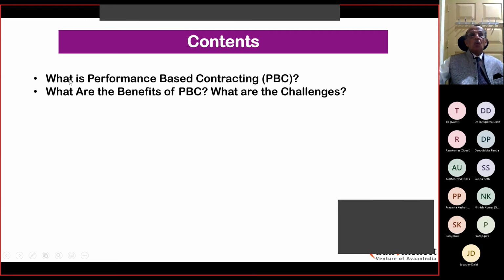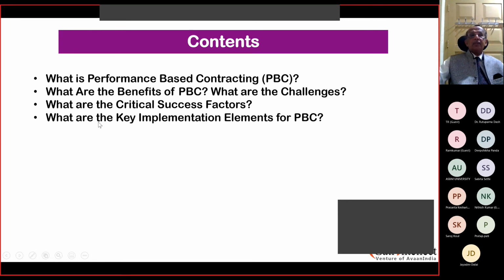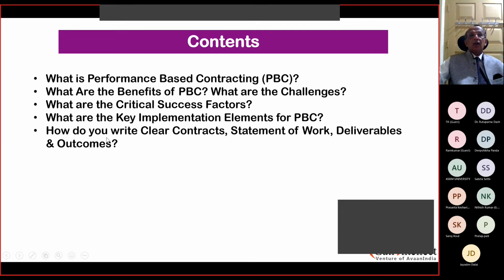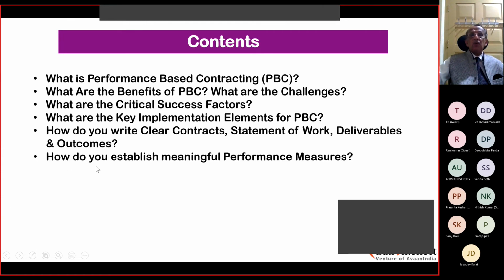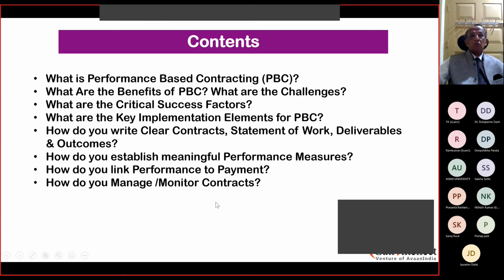Very interesting one. What is performance-based contracting? What are the benefits of performance-based contracting? What are the challenges? What are the critical success factors? What are the key implementation elements? How do you write clear contracts, statement of work, deliverables and outcome? How do you establish meaningful performance measures? How do you link performance to payment? How do you manage and monitor contracts? And then there is a conclusion.